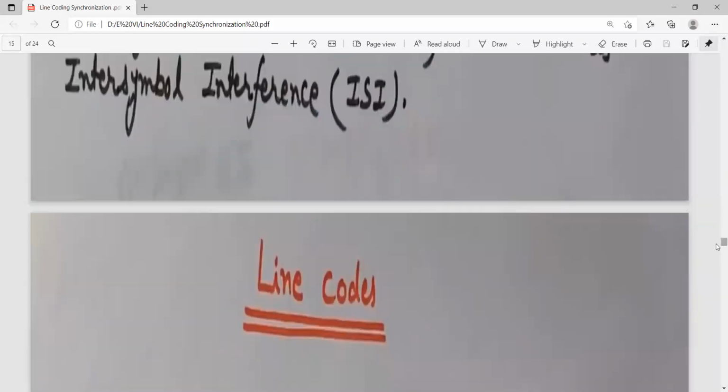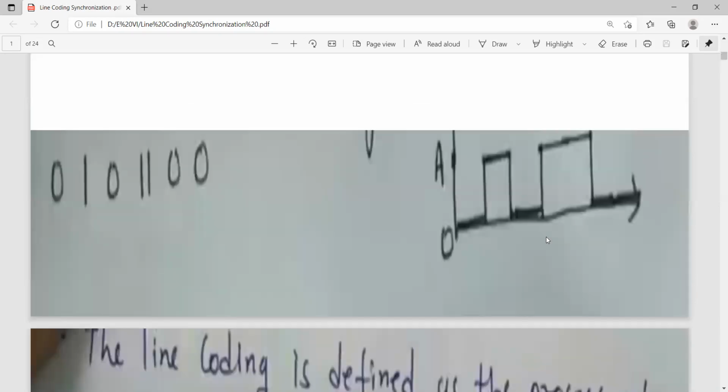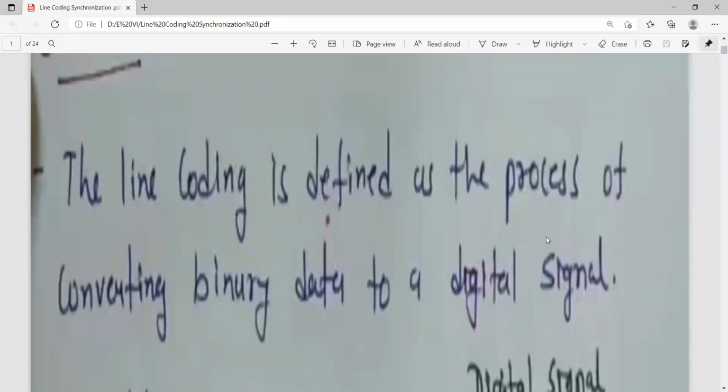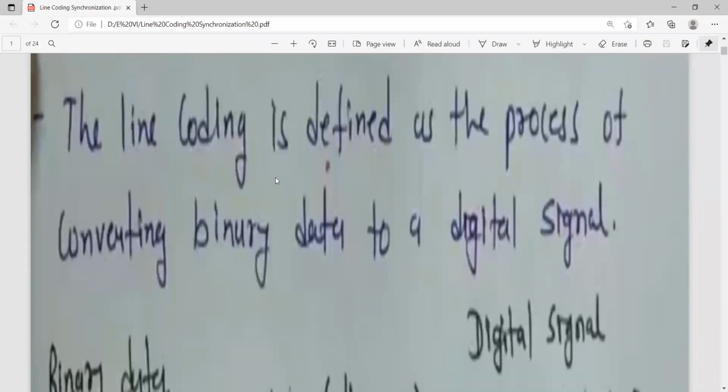Somewhere it is there. I will show it. So it will come in some particular order. So normally, what is the definition of line coding?